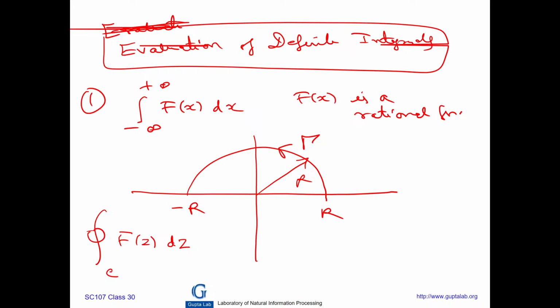Second, I am going to evaluate this integration along C f of z dz, where C is this semicircular region, from minus r to r. So this is a semicircle of radius r, and then this contour is there. So basically I am looking at this C here.